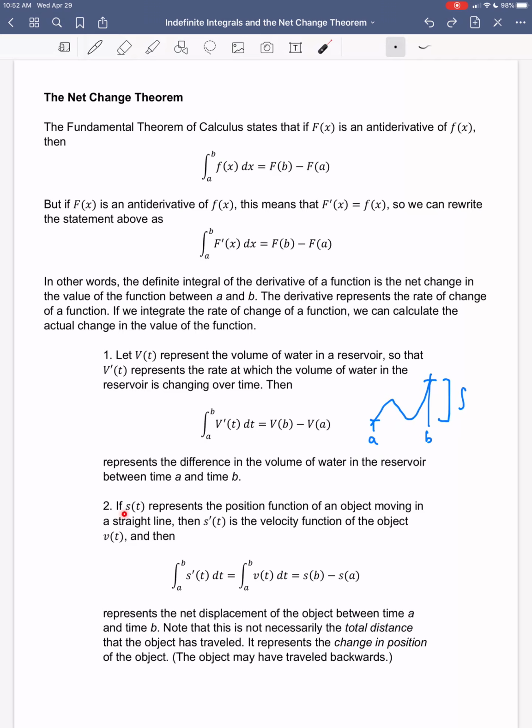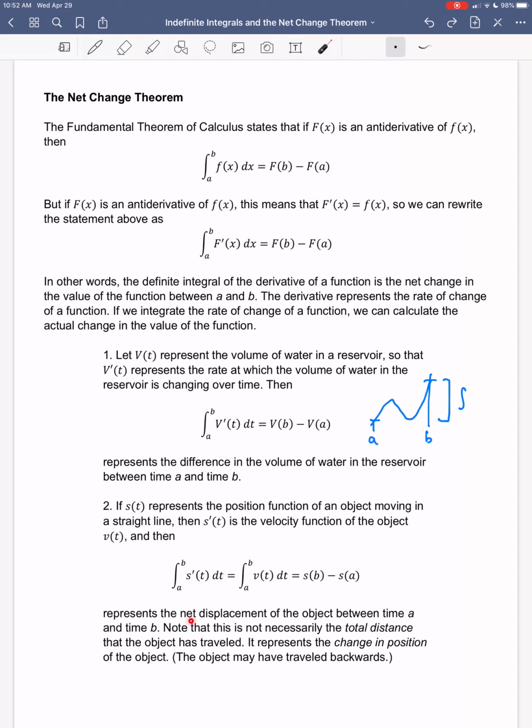Number 2, so if S of t represents the position function of an object moving in a straight line, and we've talked about that kind of thing, then if I take the derivative of the position function, S prime of t, we call that the velocity function of the object, and we represent that with V of t. So if I take the integral from a to b of S prime of t, and that's really the integral from a to b of V of t, right? If I integrate the velocity function, that gives me then S of b minus S of a, the position at time b minus the position at time a. That represents then the net displacement of the object between time a and time b.